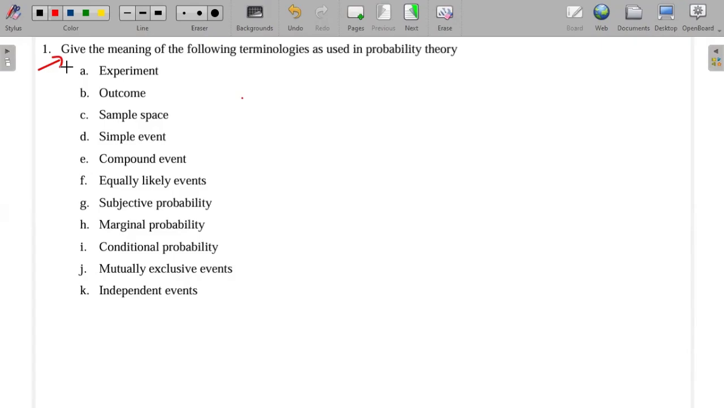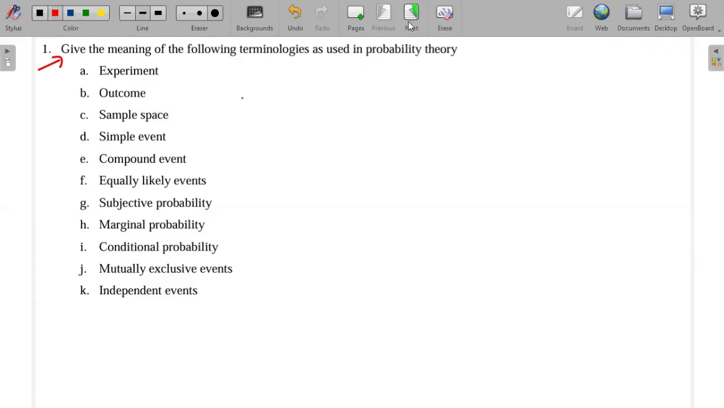Just like in statistics, we needed to learn some of the terminologies that we'll be using throughout statistics, it's the same with probability. We need to know some terminologies before we can answer some questions. So there's a list here of terminologies that you'll be using in probability theory, and they want us to give the meaning of each of these terminologies. It's very important to understand the terminology because it will make the questions simpler for you to understand what they're asking.